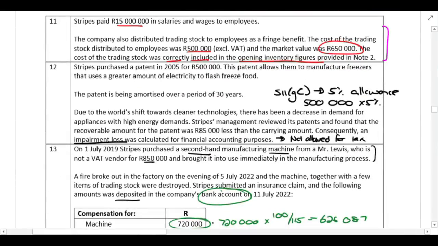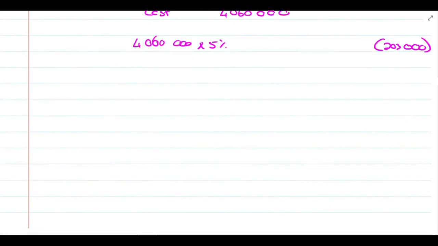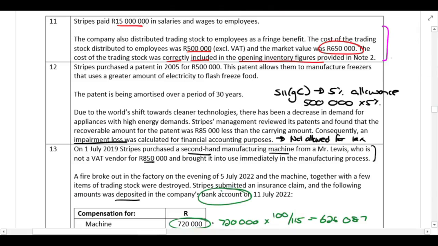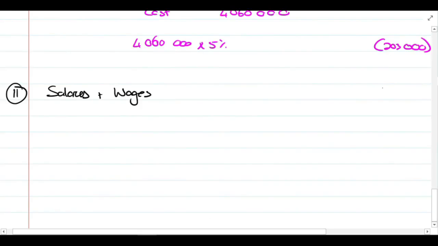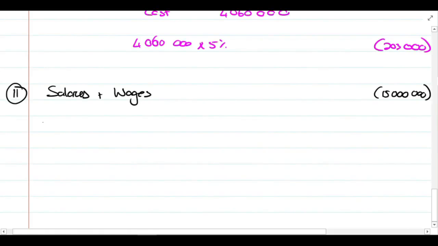Salaries and wages, and then there was trading stock given away. $15,000. Sorry, 15 million, I think. That's the, yes, salaries and wages. And then we have the stock given as a fringe benefit. Section 22.8 says recoup market value.